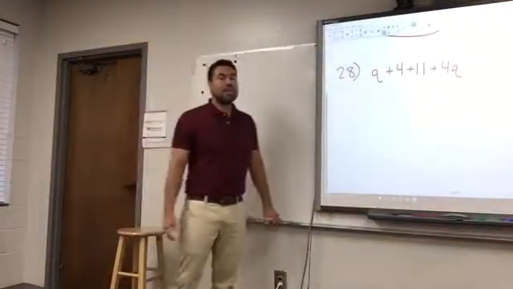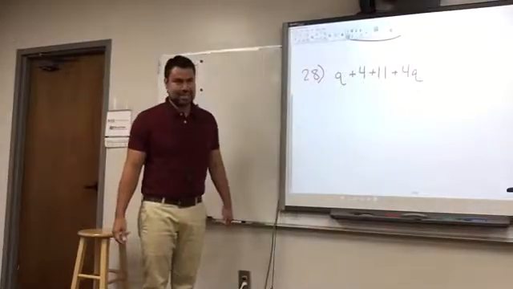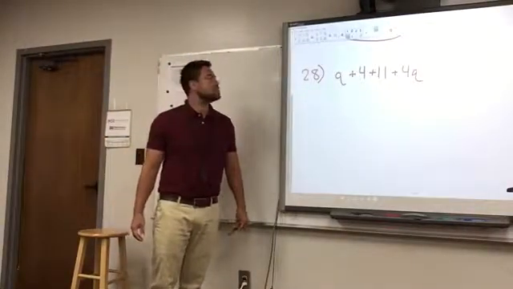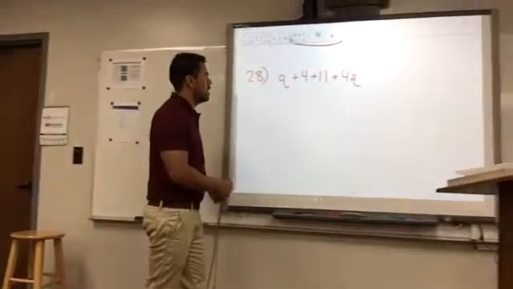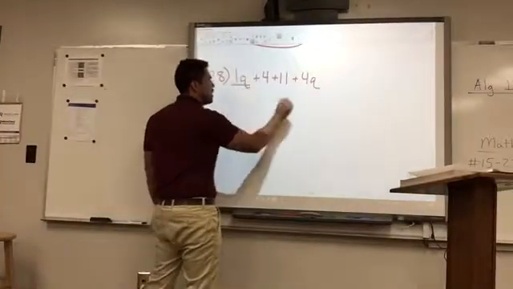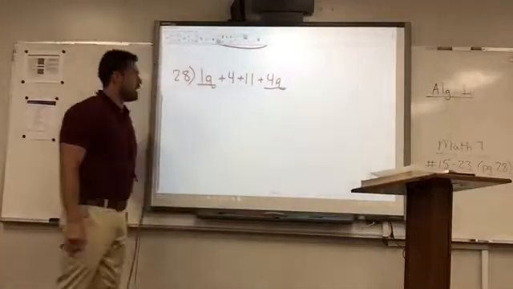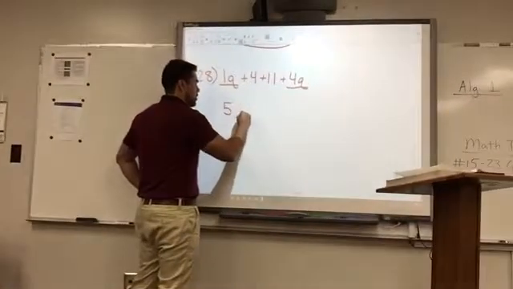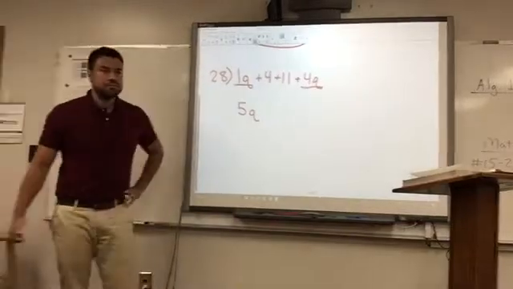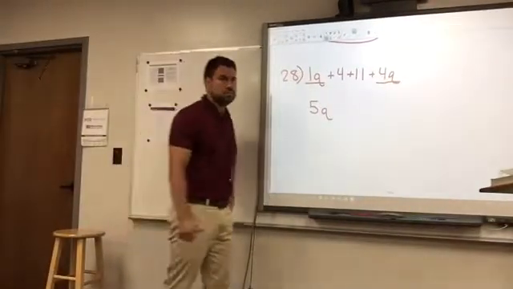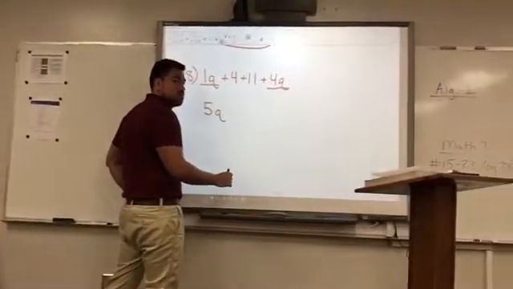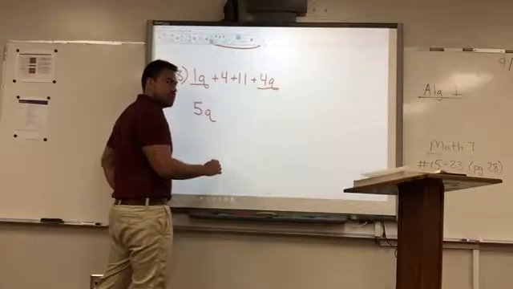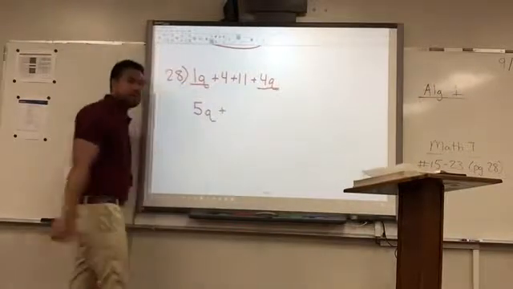Okay, Elizabeth, tell me what you did. I combined the 2 like terms, which were 1Q and 4Q. And I got 5Q. And then I put 4 plus 11 in parentheses. Did you do anything else? Okay, so you're getting there.